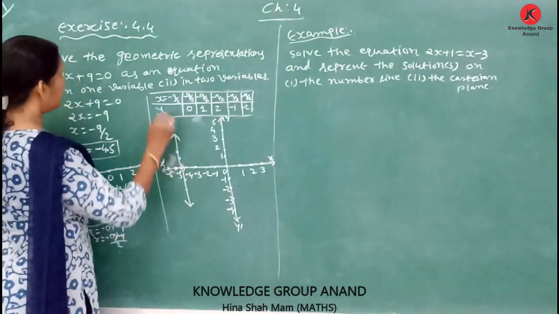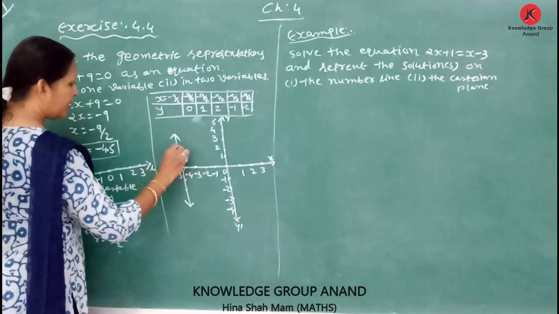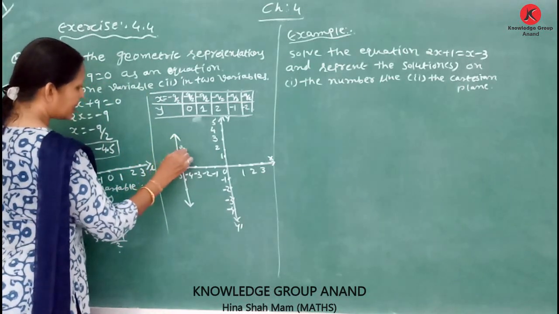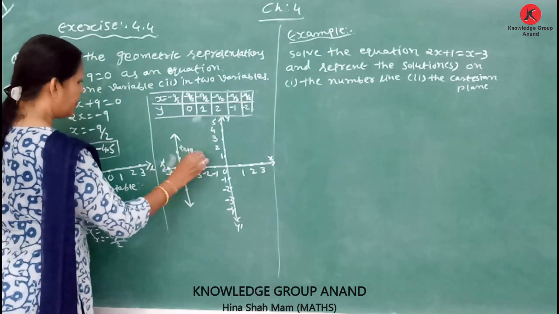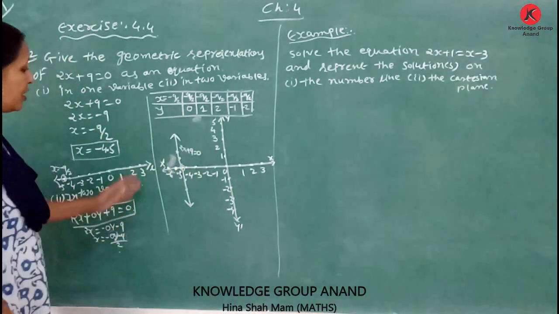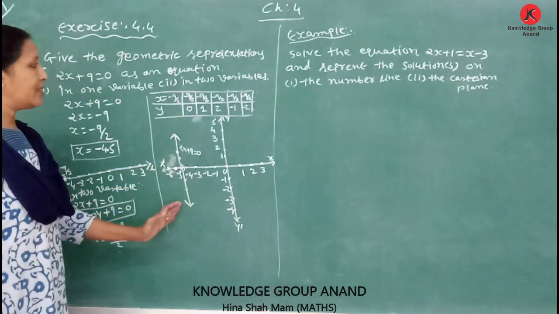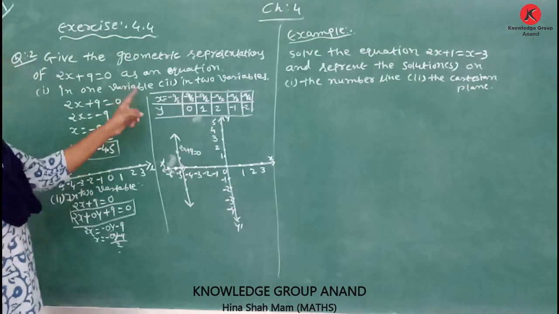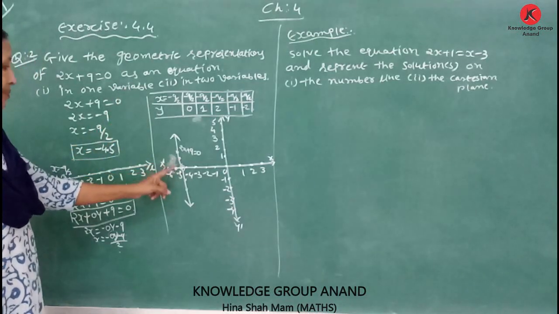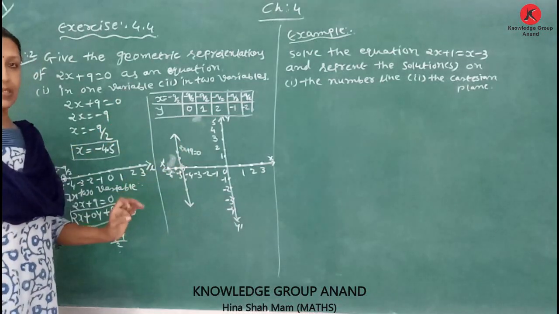Right, our equation is 2x plus 9 equals 0. It is parallel to the y-axis.